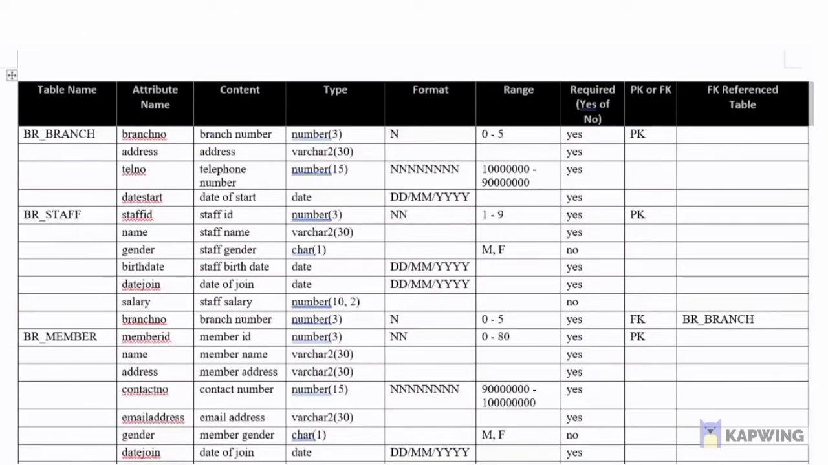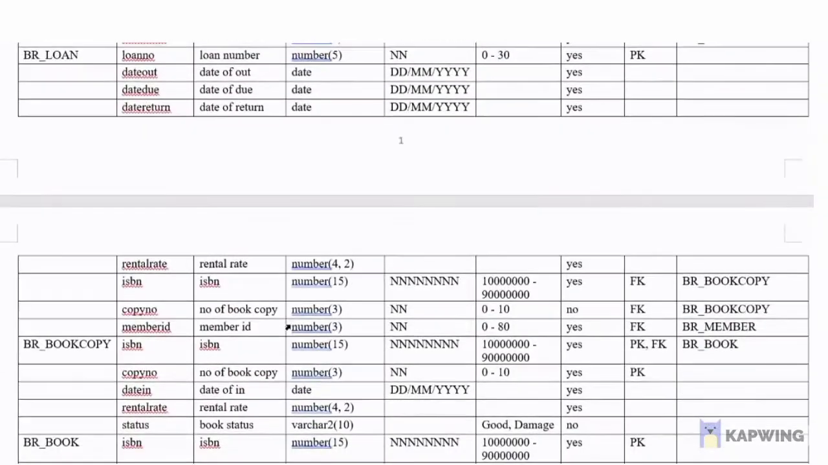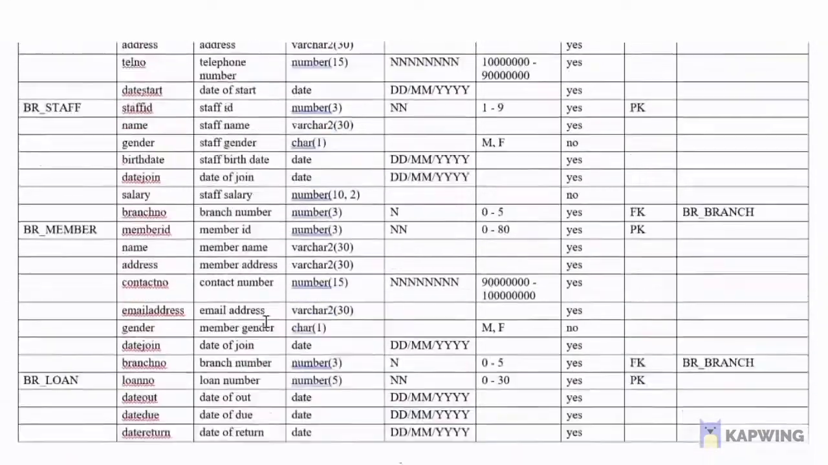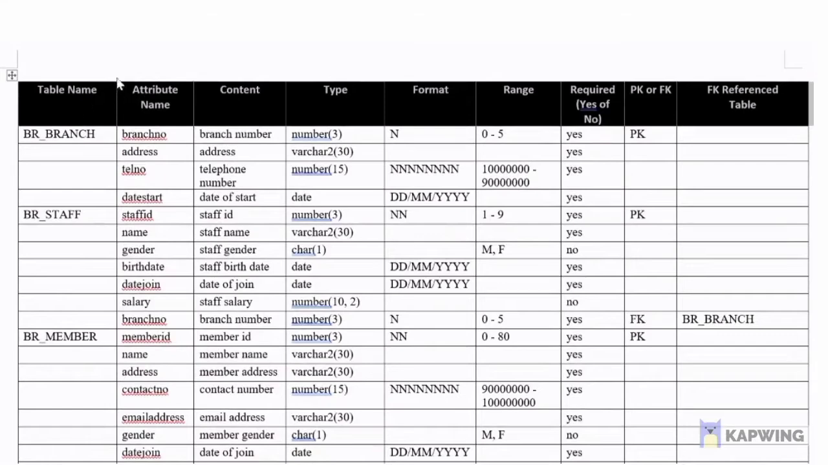This is our data dictionary for the entities PR branch, PR staff, PR member, PR loan, PR book copy, PR book, PR book author, PR author, PR publisher, and PR book category. It provides table name, attribute name, content, type, format, range, and required. Also PK or FK and FK reference table.